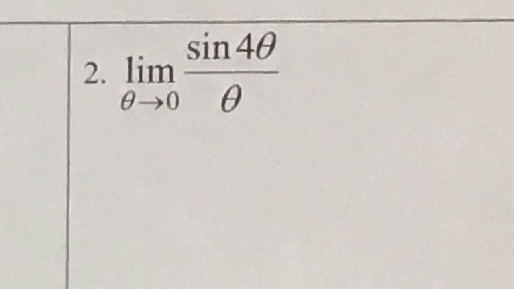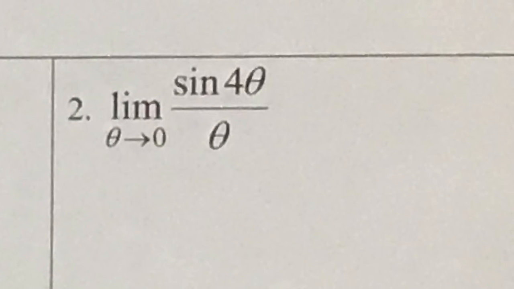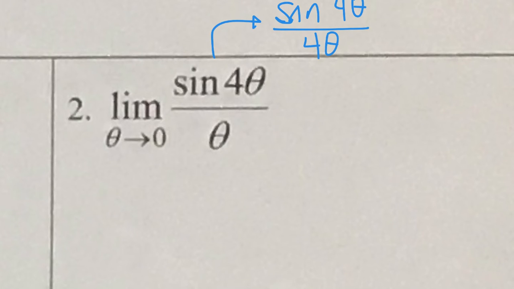So this looks an awful lot like what we want, right? We want this to be sine of 4 theta over 4 theta. If we could somehow make this into that, then we would have our special trig limit. Okay, and we can do it, and we do it through multiplication.